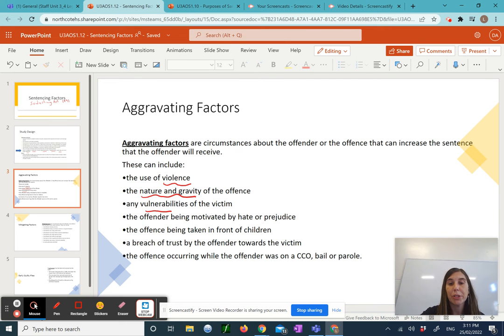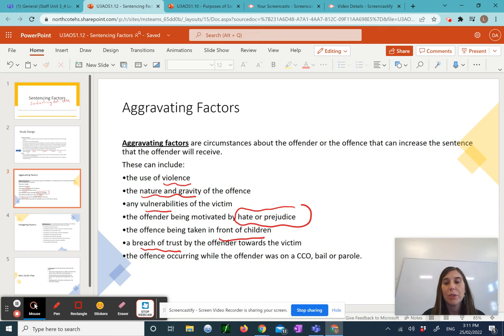The judge may also look at whether you're motivated by hate or prejudice. Okay, so is this a hate crime? Have you targeted a particular person in front of, or a person in the community? Whether or not you've done this in front of a child. Have you kicked an old lady in front of a child? Whether or not you've breached trust by the offender towards the victim. So, for example, a teacher breaching their duty of care while looking after a student. So, whether or not they've done that.